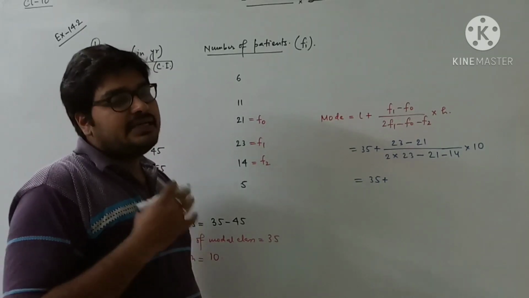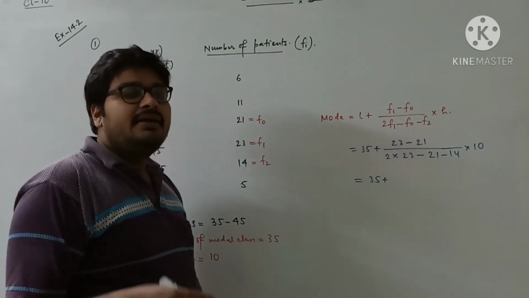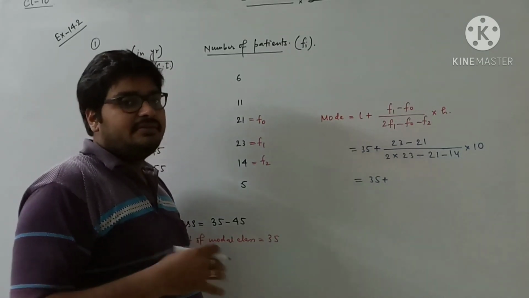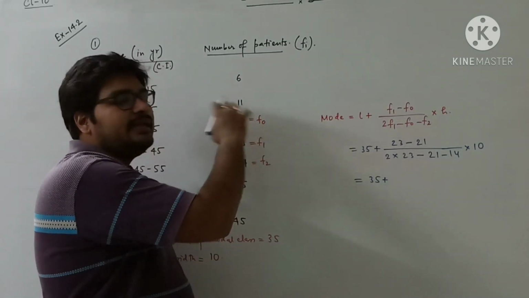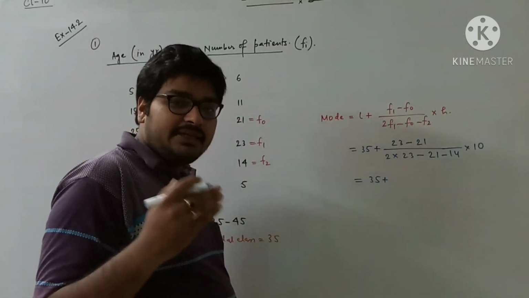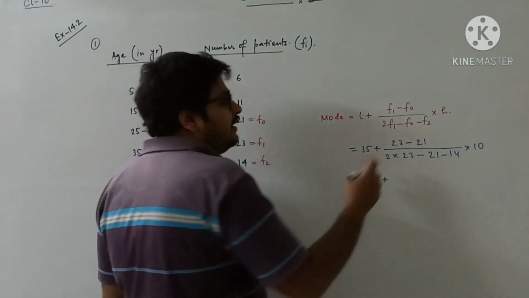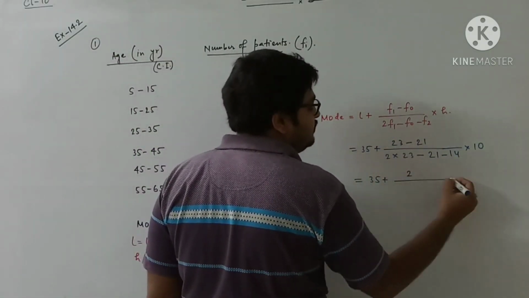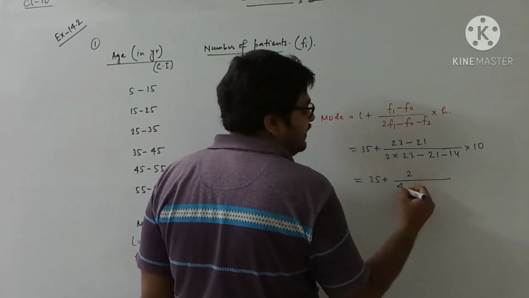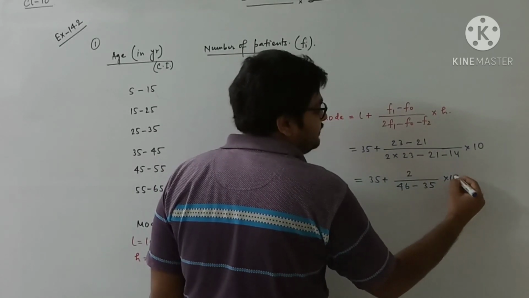Do remember these are the measures of central tendency, so this type of data will always occur in the middle of the table only. According to the middle of the table only, you will get all these values, because mean, median and mode are called the measures of central tendency. Okay, now do the subtraction: 46 minus 35 into 10.